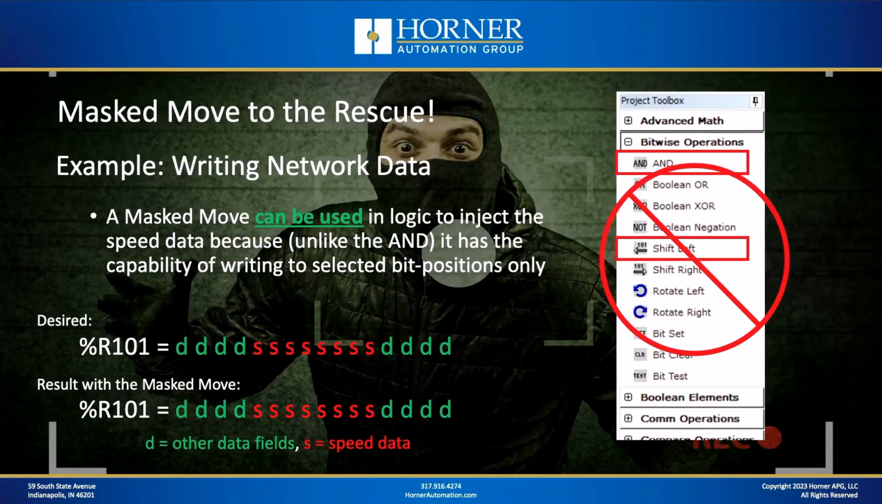And that's where the masked move comes to the rescue. With a masked move, you can specify a mask like you do with an AND function. But in the case of the masked move, that mask basically says, I'm going to move data to those positions which are ones in the mask, and I'm going to leave alone or ignore the positions which are zeros in the mask. So you end up with the result you want, the speed data, in our example, right there in the middle, and we don't touch at all the 4 bits at the bottom or the 4 bits at the top, just because I've set the mask to only write to the middle 8 bits.